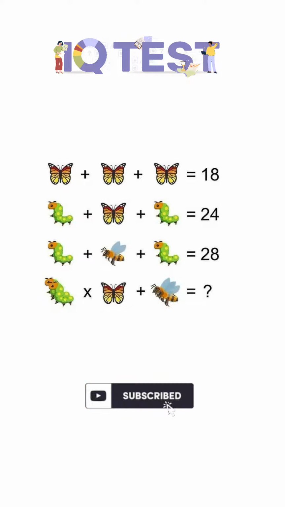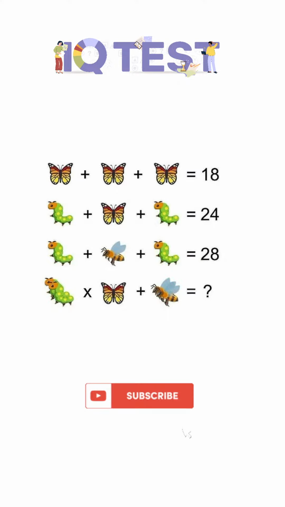All right, so let's have a look at this one. We have 3 butterflies, 2 chrysalis plus 1 butterfly, and then 1 honeybee. So the final question is 2 larvae multiplied by 1 butterfly plus 2 honeybees.